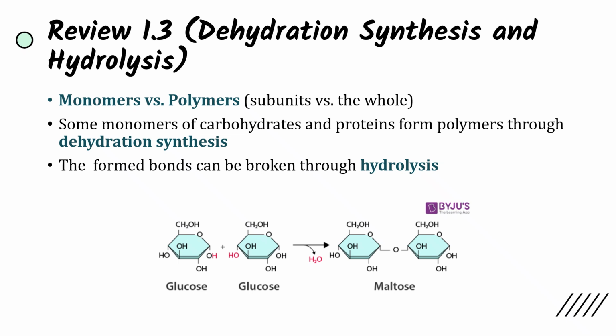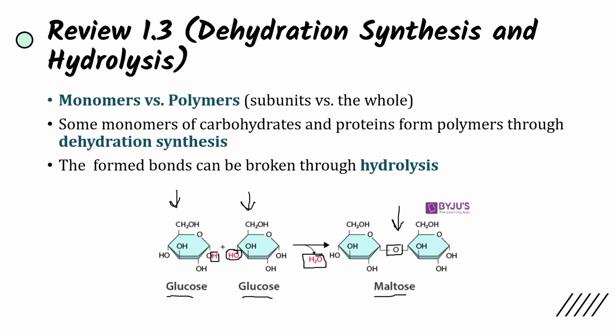So for instance, over here we've got two glucose molecules. We're removing water by taking away a hydroxyl group and a hydrogen atom from the two molecules of glucose to form water as a byproduct, and using that to connect the two glucose molecules through a covalent bond by the oxygen, forming the maltose molecule. So these two monomers are forming the polymer.